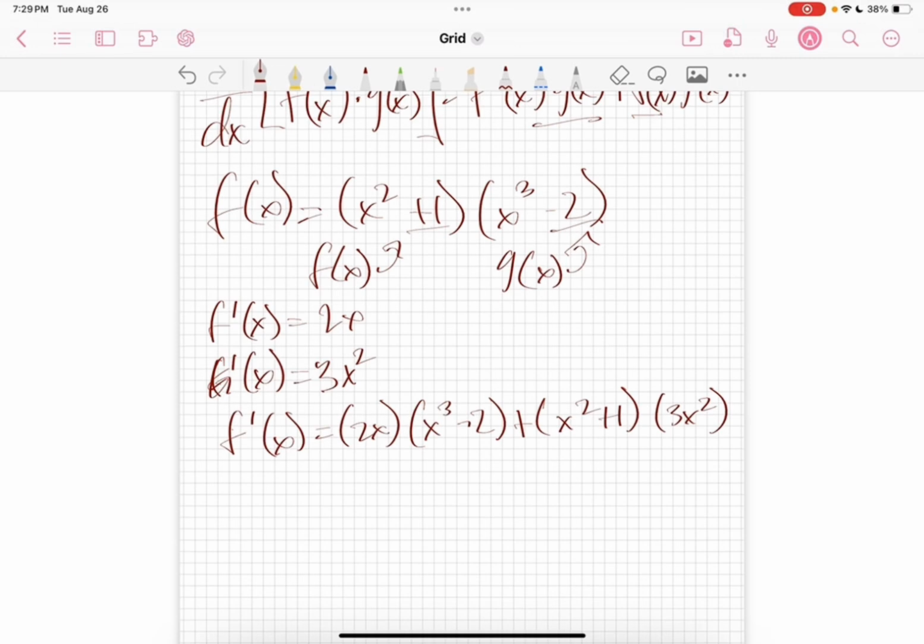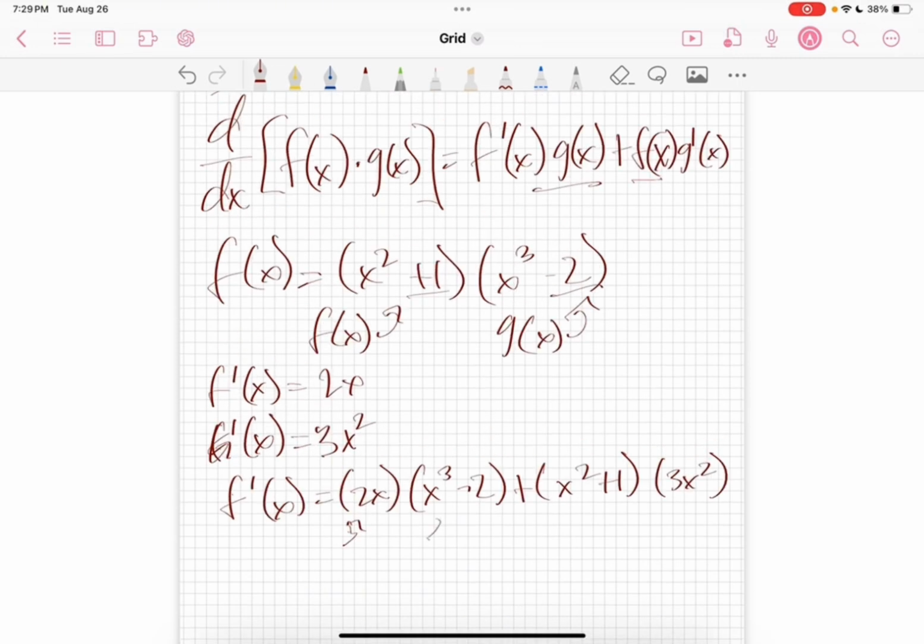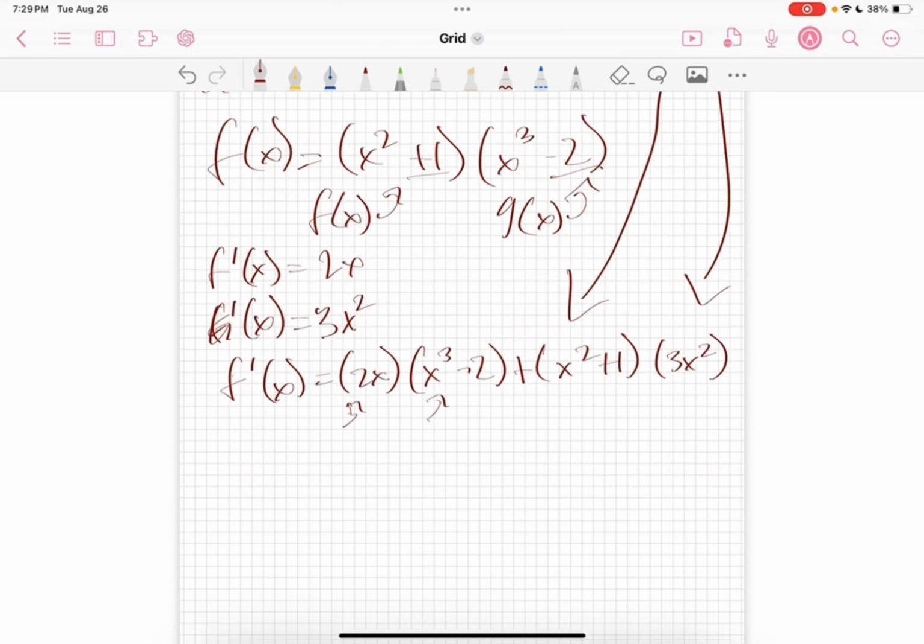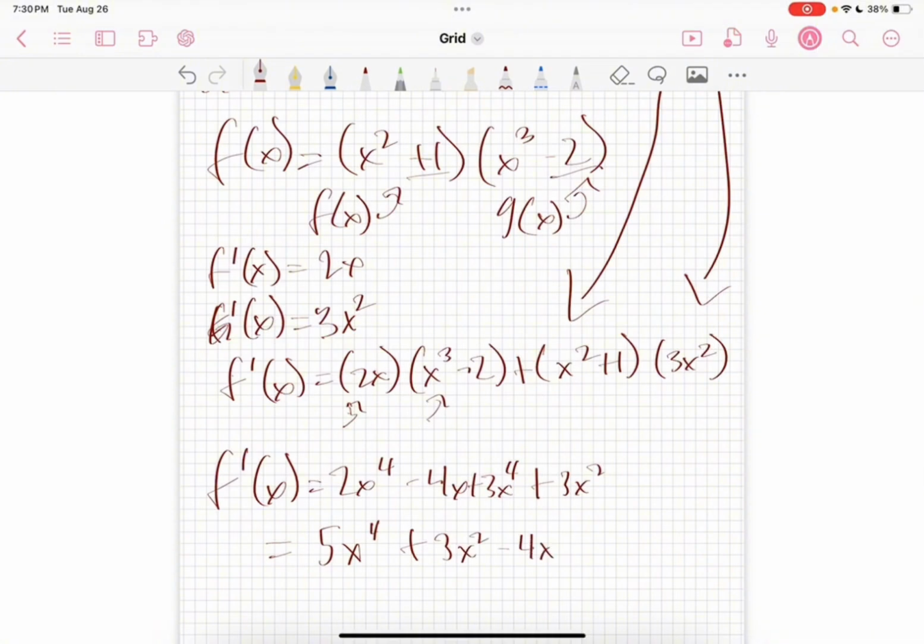We have f prime of x times g of x, and then f of x and g prime of x. And then we can expand if needed. f prime of x equals 2x to the power of 4 minus 4x plus 3x to the power of 4 plus 3x squared, which equals 5x to the power of 4 plus 3x squared minus 4x. That will be our f prime of x.